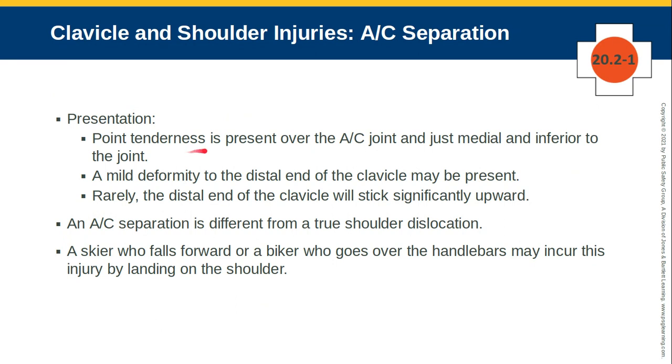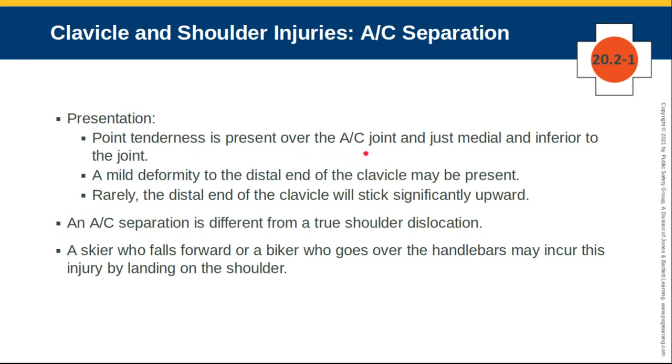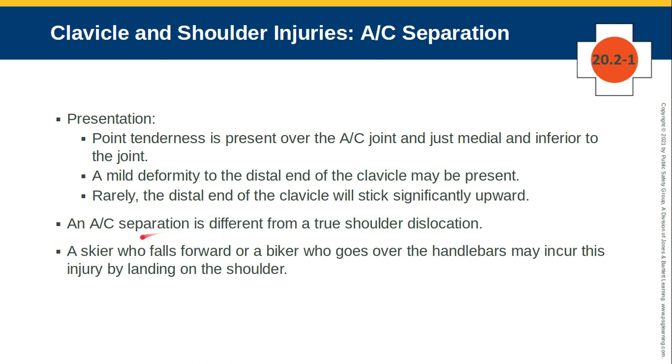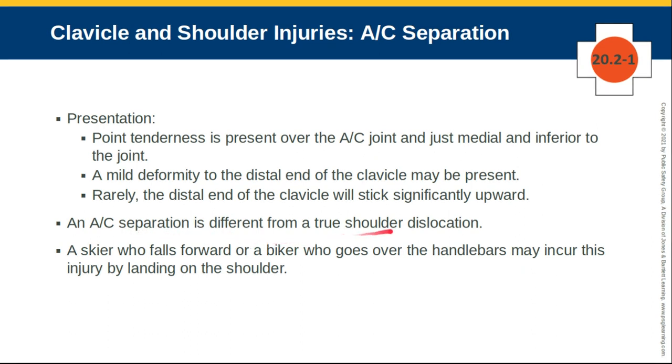Now, again, we'll have tenderness at that AC joint, and we may have a little bit of a deformity there because those two bones have been displaced. But keep in mind that AC separation is much different from a true shoulder dislocation. A skier who falls forward, a biker who goes over the handlebars is likely to end up with this injury.